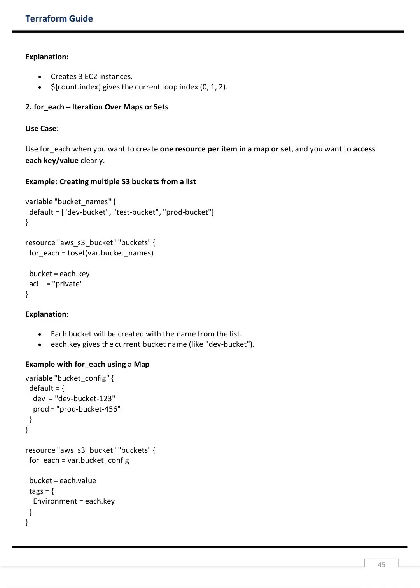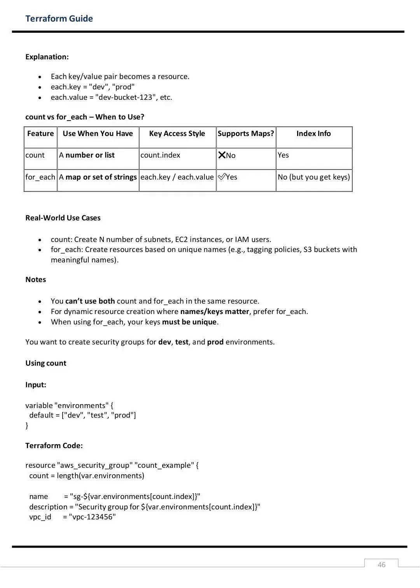Example: creating multiple S3 buckets from a list. Variable bucket names, resource bucket buckets. Explanation: each bucket will be created with the name from the list. Each key gives the current bucket name, like dev bucket. Example with for_each using a map. Variable bucket config as the source creates 3 buckets. Terraform guide explanation: each key value pair becomes a resource. each.key is dev, prod; each.value adds the dev bucket.